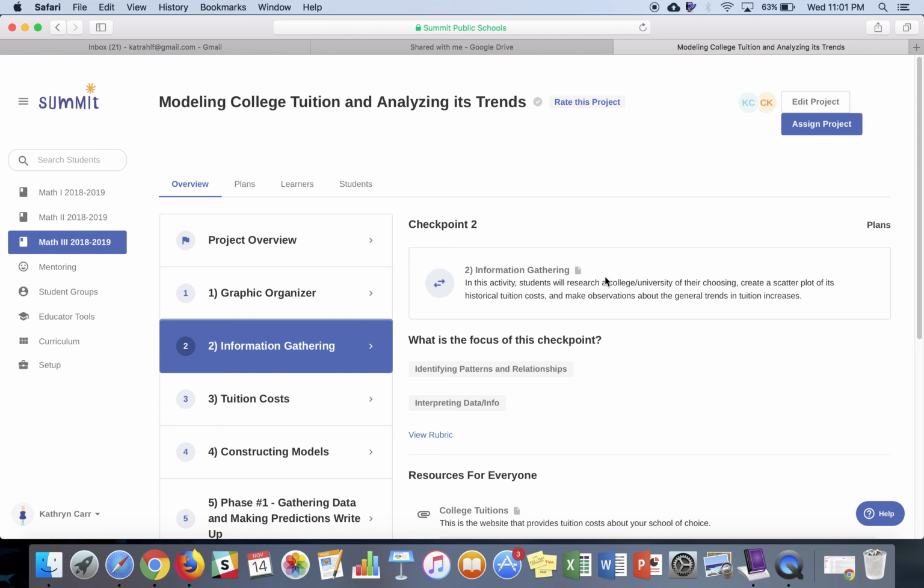So you should have picked your tuition, your college or university, created your table and scatter plot to look at where the tuition costs have been, made some observations, and then the last thing you were supposed to do was make an estimate. Do you think that this was a linear growth? Do you think it was some kind of polynomial like quadratic or cubic or something? Or do you think it's exponential growth, and why? So that's where you should have finished.